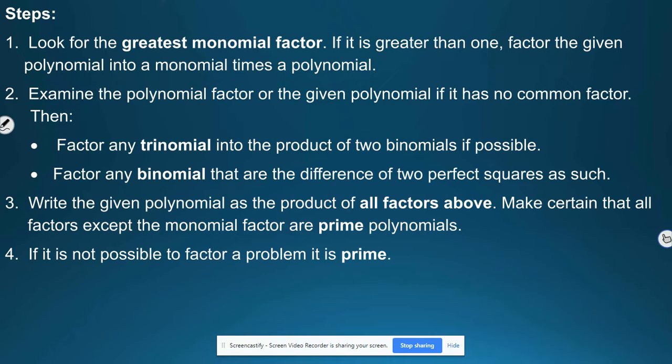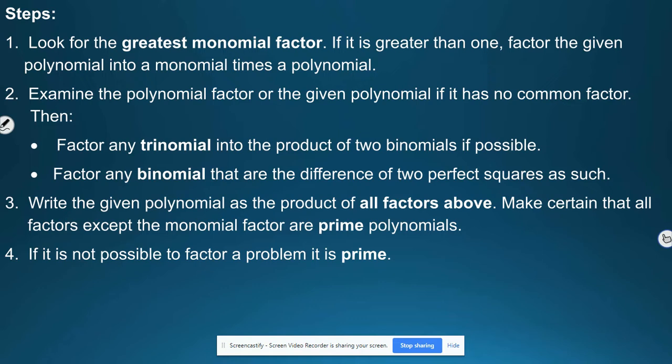looking to see if there is a trinomial that can be factored into the product of two binomials, or if there's a binomial that is the difference of two perfect squares and can also be factored into two binomials. Third, you're going to write the given polynomial as a product of all the factors above. Make certain that all factors except the monomial factor are prime polynomials.